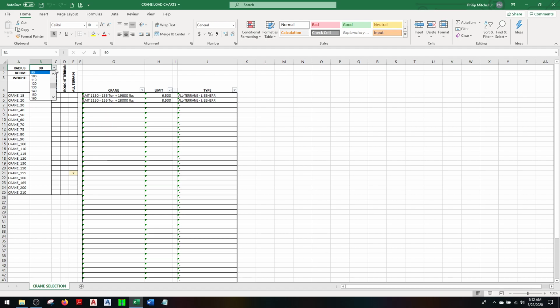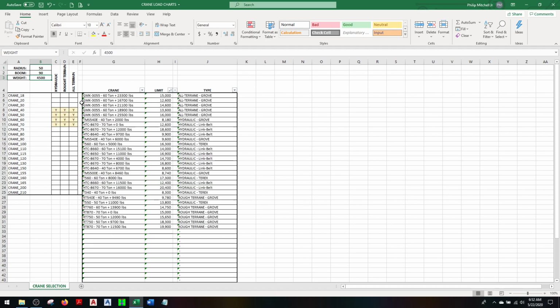So, there's the three basic things: the radius, the boom length, and then what are you picking? That heaviest pick. So what this does is give you what's in the range that's most likely, that you're going to use given this criteria.